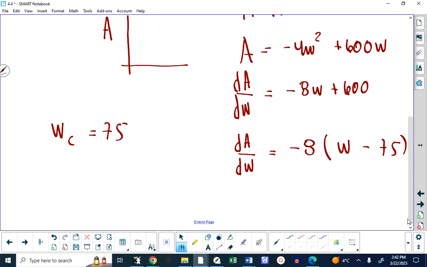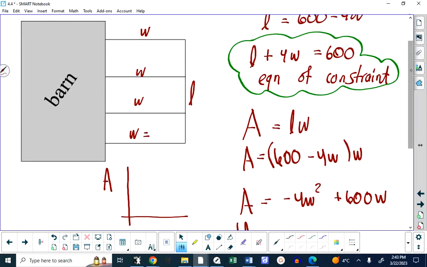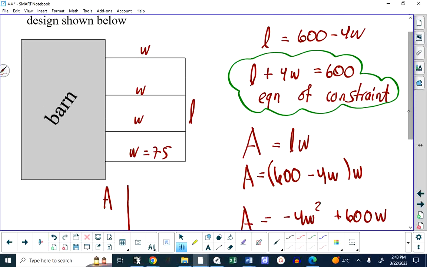From here on in, we're not going to do a derivative chart for all of these unless, and we might bump into it, unless you get multiple critical values. Then you're going to have to do a chart to suss out which one is right. So going back to our diagram, this is 75. The rest of this, you can figure out. L is 600 minus 4 times 75. Or you could figure it out just by looking at the diagram. I think that's going to be 300. Well, now if you were asked what's the maximum area, take 75 times 300 and get 22,500.